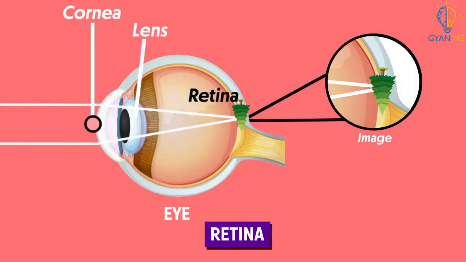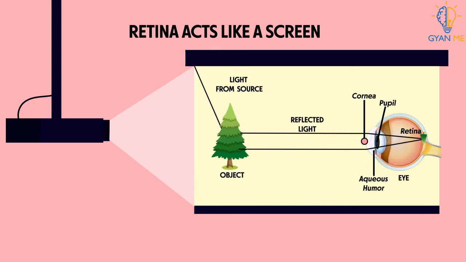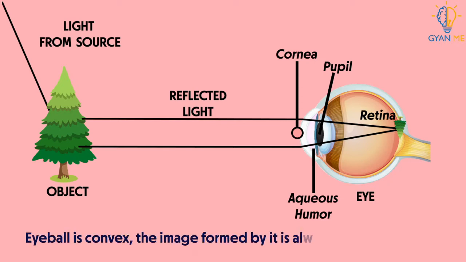Finally, light reaches the retina and a real and inverted image of the object is formed on it. Yes, the retina. We previously saw that it acts like a screen on which an image of the object is formed. Yes, retina acts as a screen. It is a very delicate membrane-like structure. Since the eyeball is convex, the image formed by it is always real and inverted.